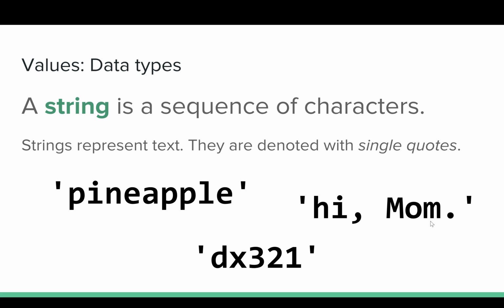Now the third type is a string, which is like text. Strings represent text. Text is a sequence of characters, like pineapple, all these letters together. You see the single quotes around it. Text is always enclosed by single quotes. Similarly, over here, 'hi, mom.' So we have hi, comma, space, mom, full stop. All this text is within single quotes. Similarly, this 'dx321'.